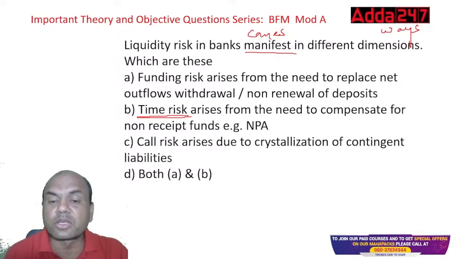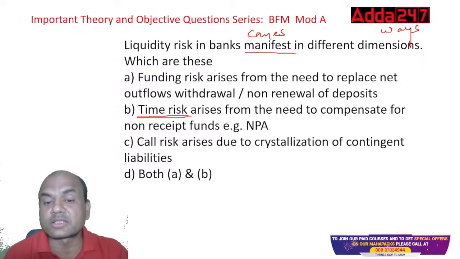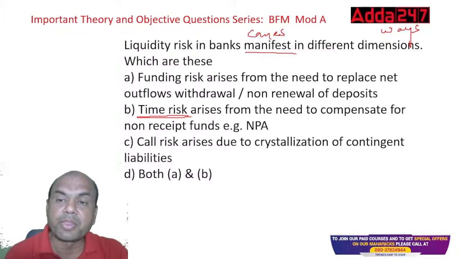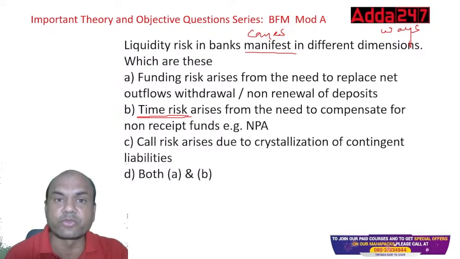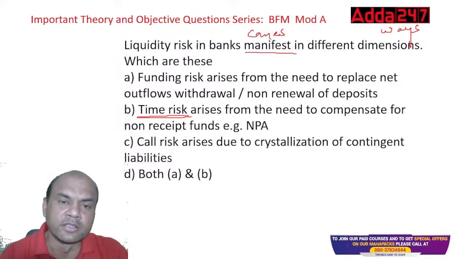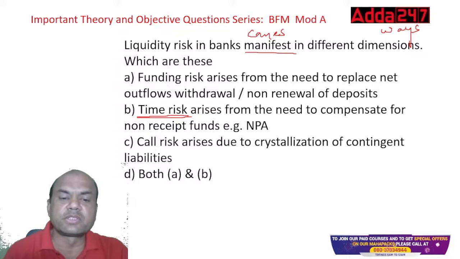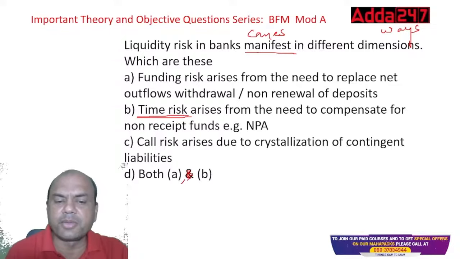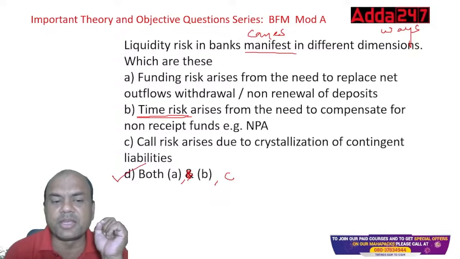Call risk arises due to crystallization of contingent liabilities. Contingent means which was not to come, or future transactions, like bank guarantee, LC. These are all contingent. So it comes in which of these cases? Both A and B. Okay, I'll mark it like this. A, B, and C. That is the best answer. So the answer is actually this: A, B, and C.